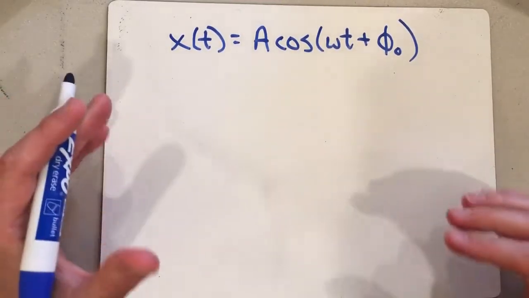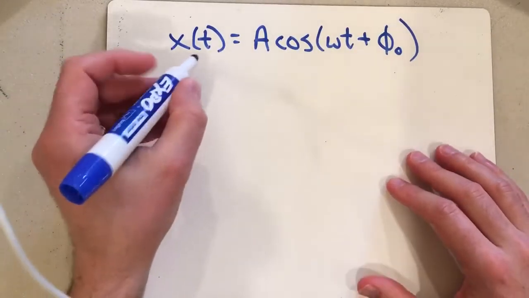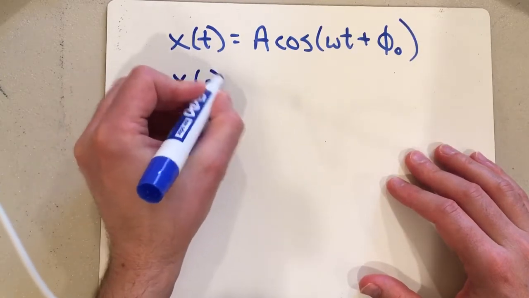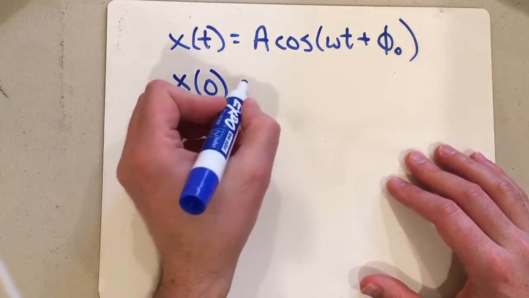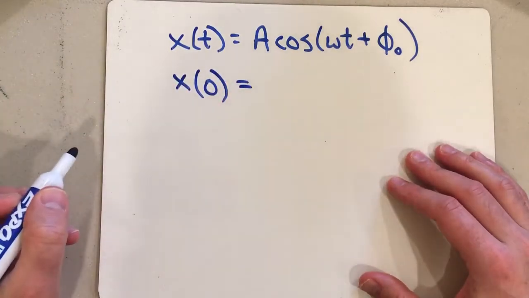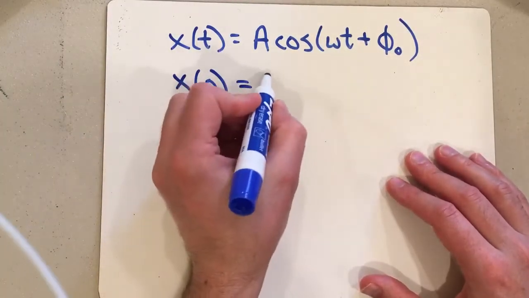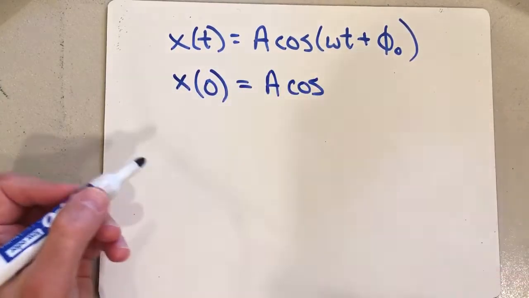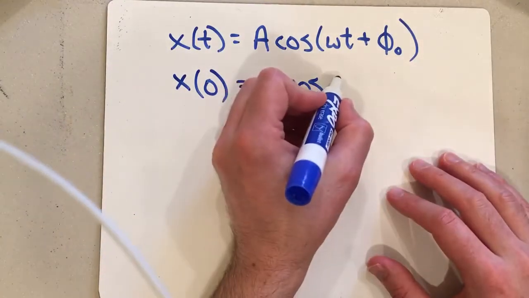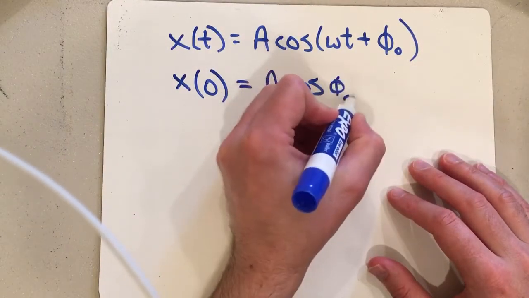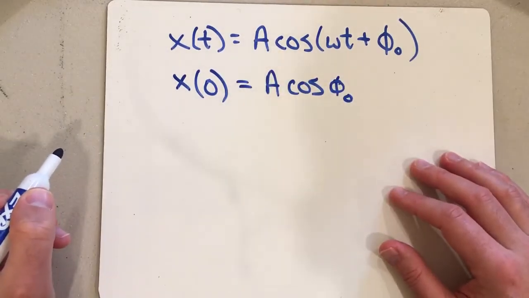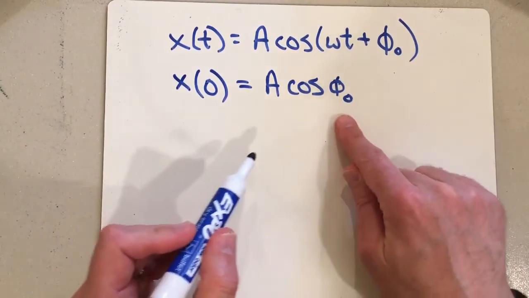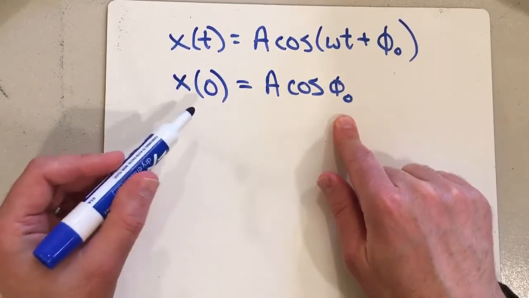So, to begin with, we're going to start by looking at t equals 0. So we're going to look at the initial position and what this function gives us. So if I go to t equals 0, what I get is A times the cosine. Now if t is 0, this isn't going to matter anymore, and so we just have the phase shift. And so you can see from this that the phase shift directly correlates to the initial position.